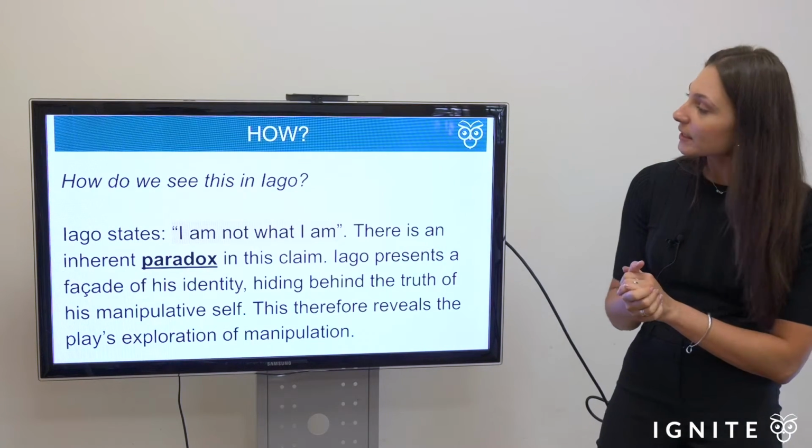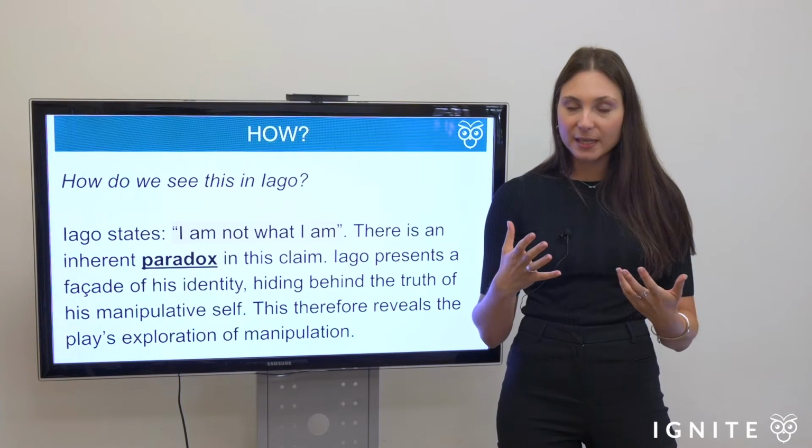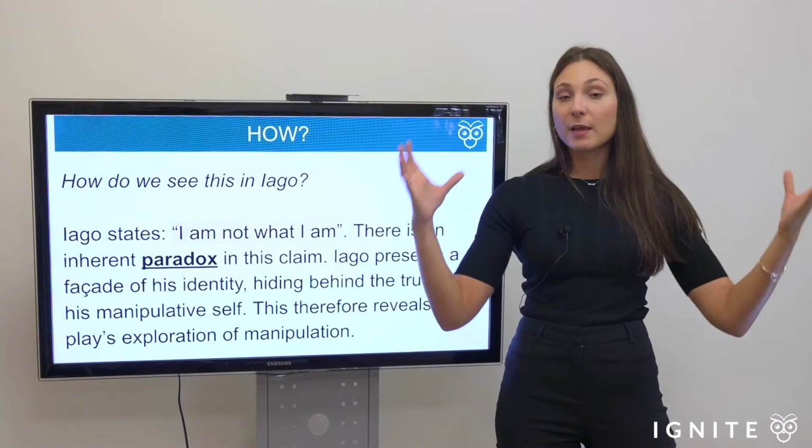Now, where do we actually see this manipulation in the play? How does Iago speak? What ideas does he represent? And how does this relate to the broader theme we're framing?